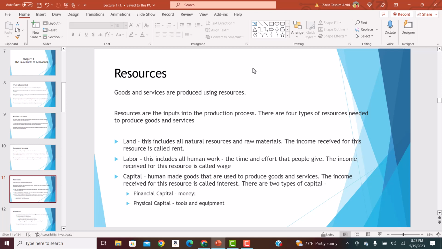Now there are four types of resources needed to produce goods and services. One is land.